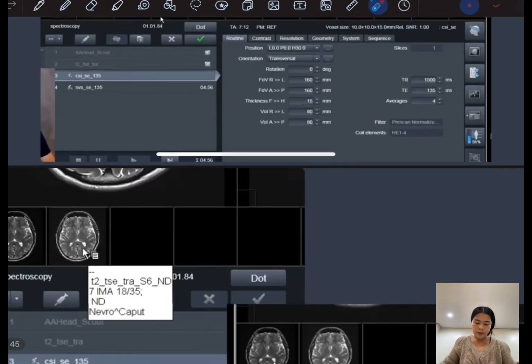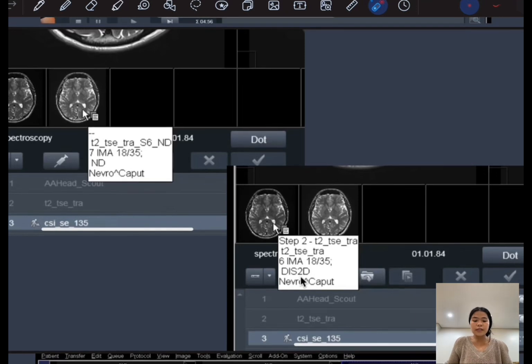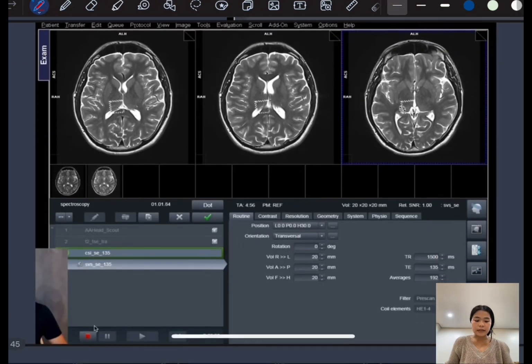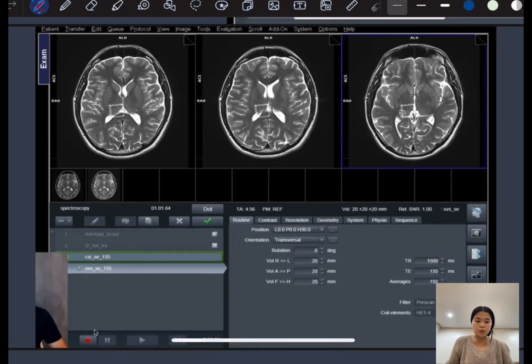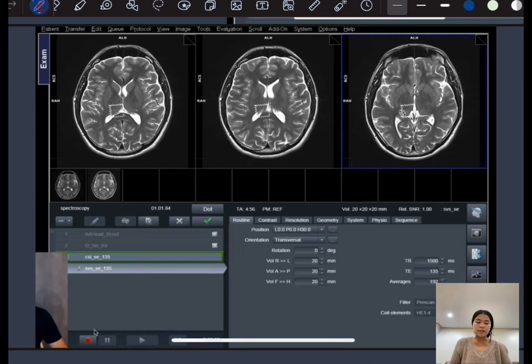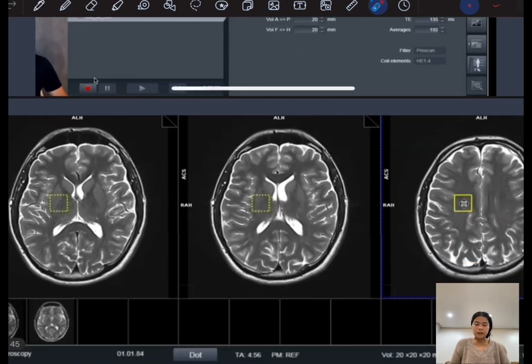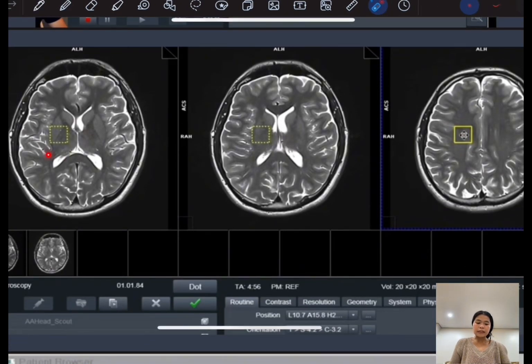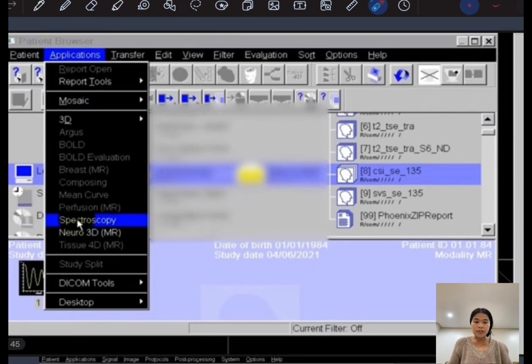Upon acquiring the images, this will give us two images. First is the original image with 2D distortion, labeled as DIS 2D, and the no distortion image, labeled as ND. Similar to that, we can also choose what we would like to image in our SVS, or the single voxel, as well as adjust its parameters. In the next slide, we can see the selected VOI, or the volume of interest, which is represented in the yellow box.